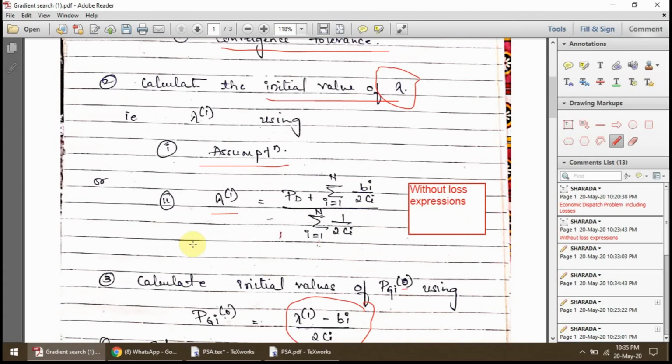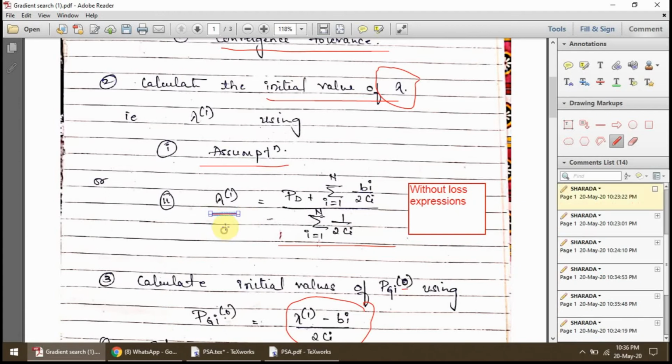The other approach of estimating the initial value of lambda is using this expression. This expression we have used while solving the economic dispatch problem without loss. The same expression is used here to calculate the initial value of lambda. See, this expression is used only to calculate the initial value of lambda.